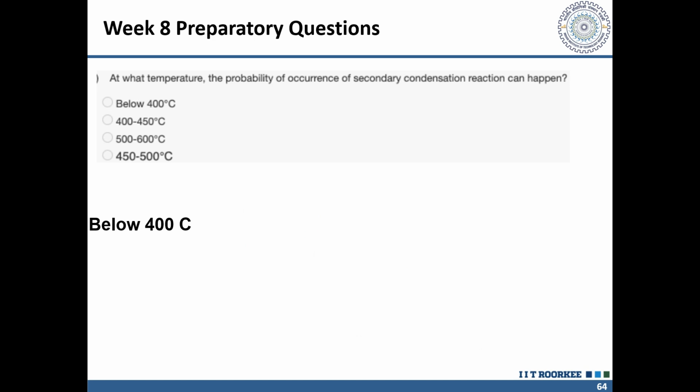Now let's move on to the next question. At what temperature can the probability of occurrence of secondary condensation reactions be high? So first of all, what are these secondary condensation reactions? First we will discuss this, then we will come back to the question.